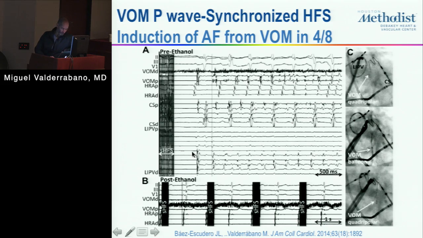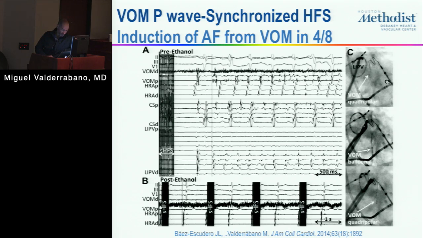What we did here is we put a microelectrode catheter in the vein of Marshall. I don't know if you can see it. There's 4 poles here. It is a 1.7 French quadripolar catheter, no longer manufactured. We put a catheter like this there. And then we gave high-frequency stimulation. So we injected current there. But we wanted to inject it in a way that would not stimulate the myocardium.